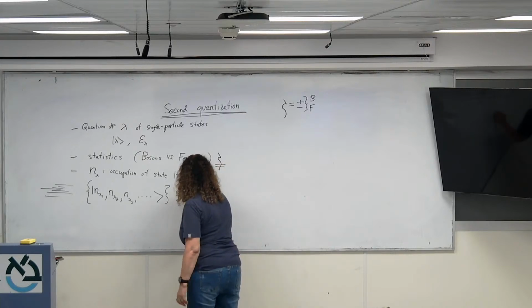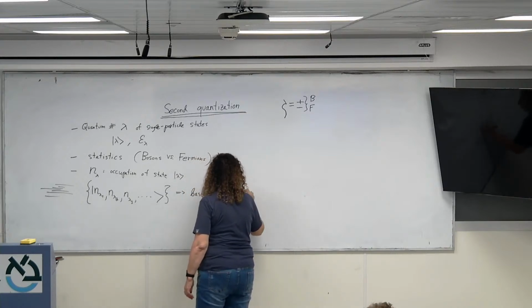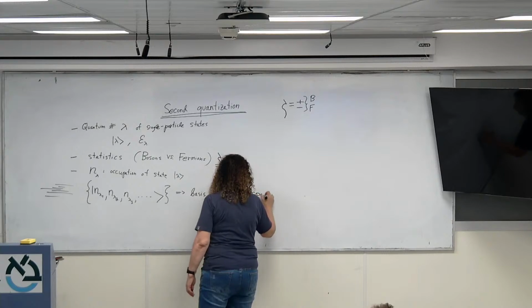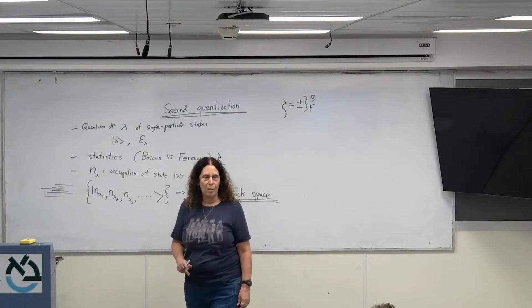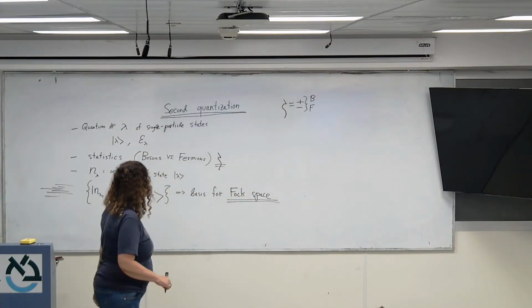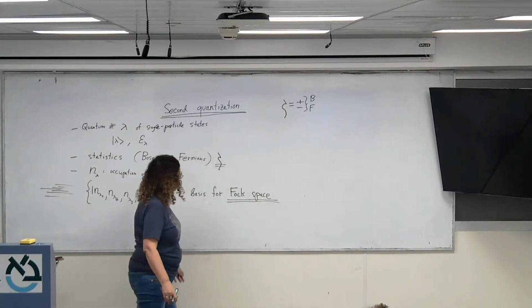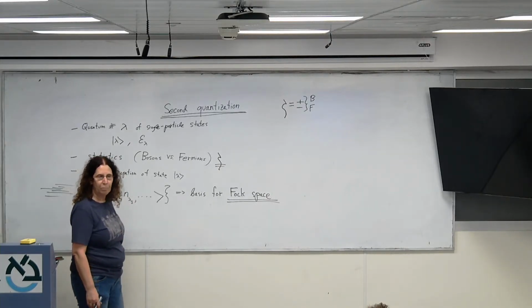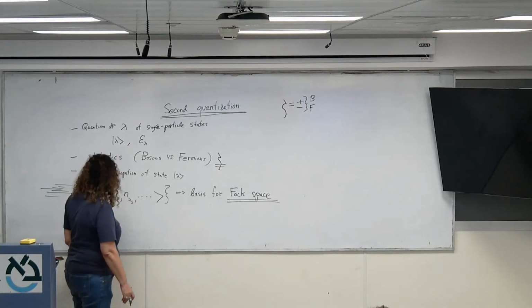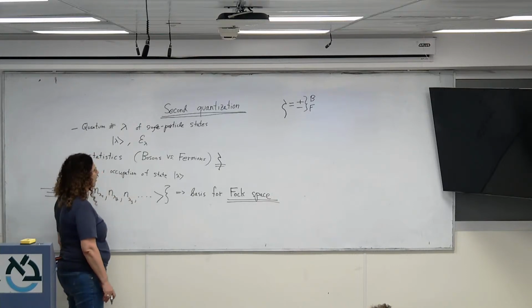Basis. It's called Fock space. What is a Fock space? It's a Hilbert space of many-body particles that is spanned by all the possible choices of the n lambdas. Okay? And in fact, there can be infinitely many possibilities, right?